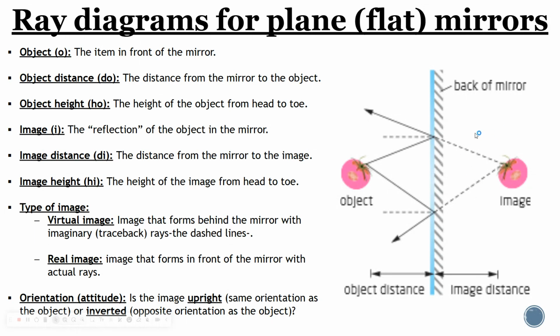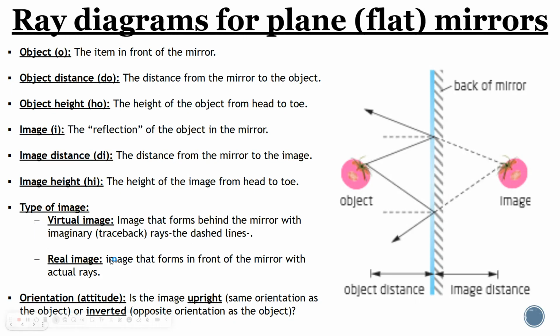These rays are not real. They are virtual rays or imaginary rays. They are called traceback rays. They're represented as dotted lines behind the mirror. So they're not real rays. Because their image is formed by rays that are not real, that are tracebacks of the reflected ray, you trace it back from the reflected ray. We call that a virtual image.